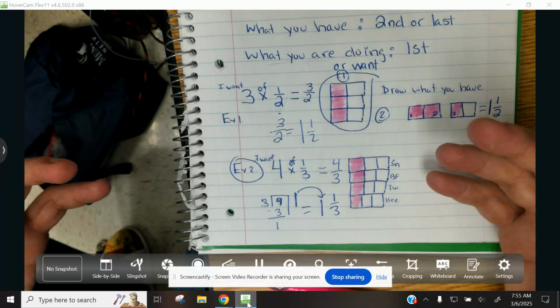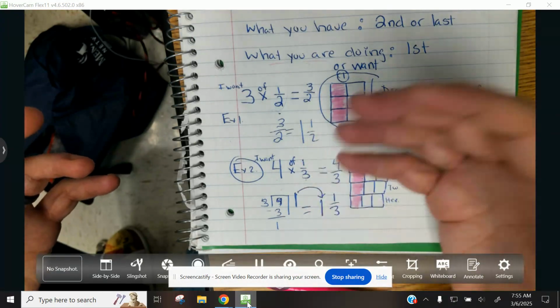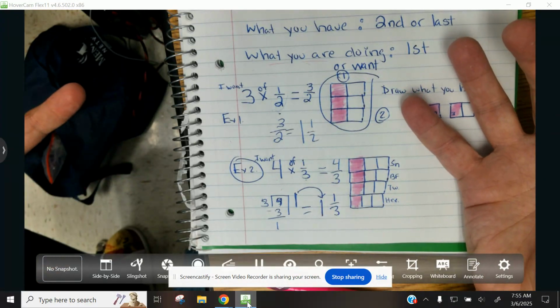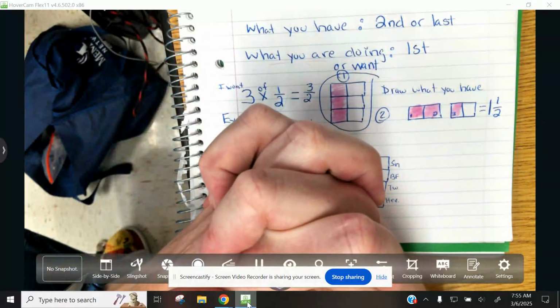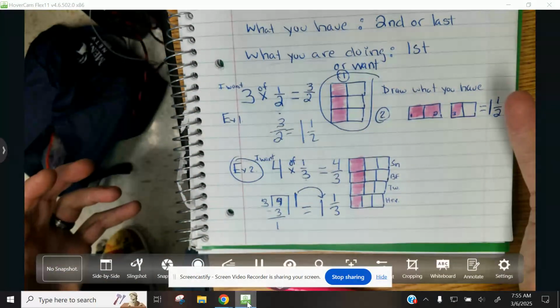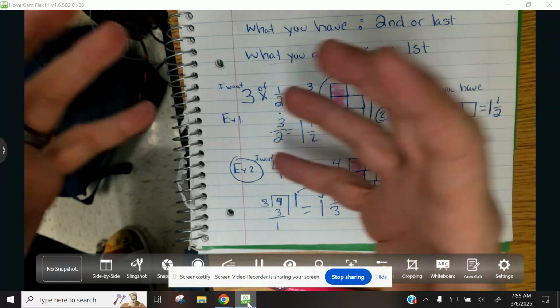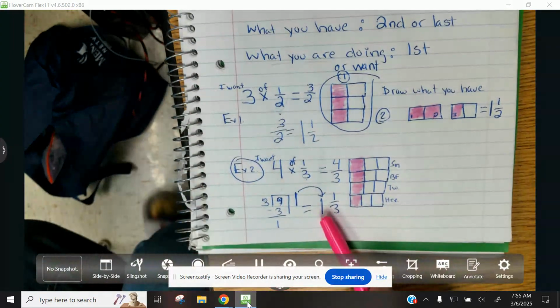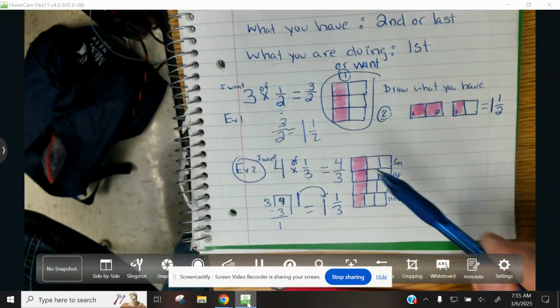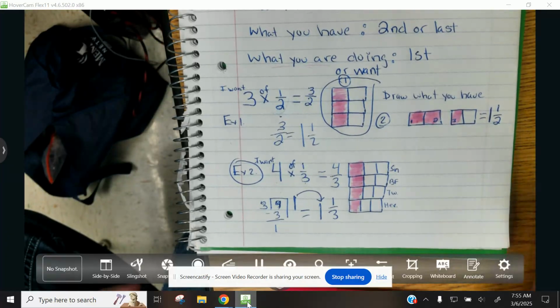And I kind of use my hands. And we've done this before. If you take what you have and what you want and combine them, it's what you get. Remember that? What you have, what you want, what you get. So I get 1 1/3 candy bars. Even though they're separated like this, if I put them all together, they would be 1 1/3. I ate a total of 1 1/3 candy bars.